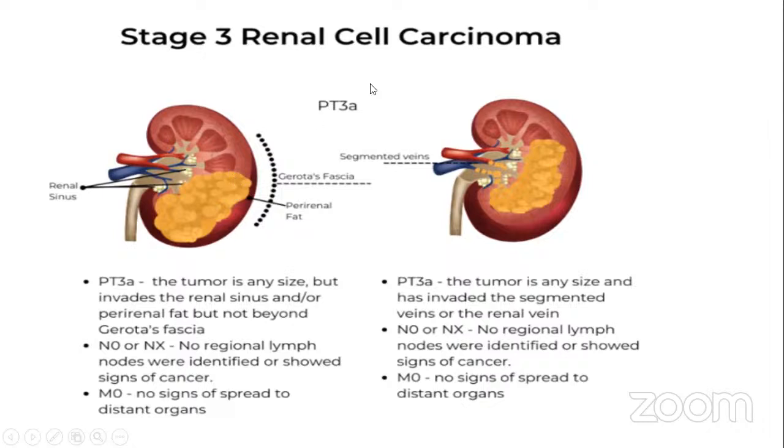This is stage 3A. The tumor is of any size and invades the segmental or renal vein, or perinephric tissue, but not beyond Gerota's fascia. Okay, so this is 3A.